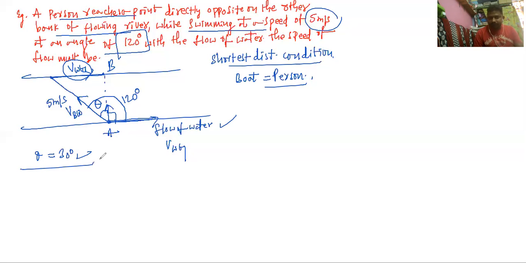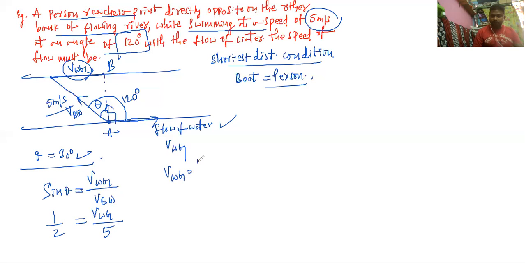So simple. Because we have this theta expression, for example, you could write sine theta is equal to opposite side, which is velocity of the water with respect to ground, divided by hypotenuse. Hypotenuse is VBW. Sine 30 degrees is 1 by 2, which is equal to velocity of the water with respect to ground divided by velocity of the boat with respect to water, which is 5. So VWG is equal to 5 by 2, which is equal to 2.5 meters per second, my dear students.